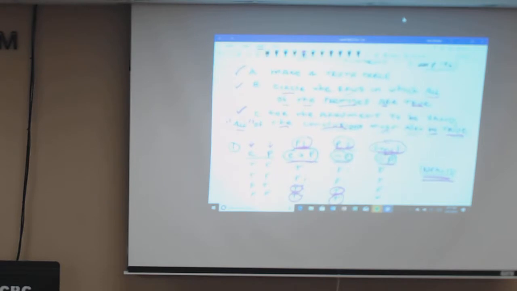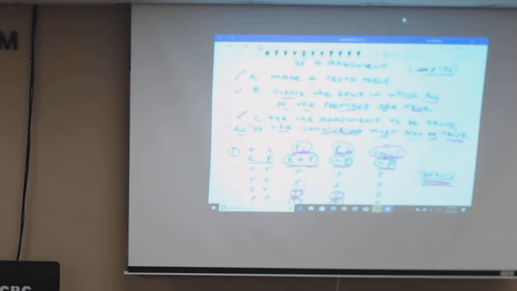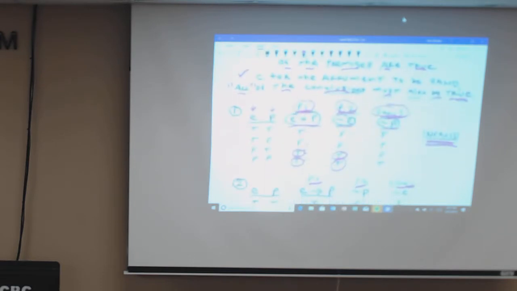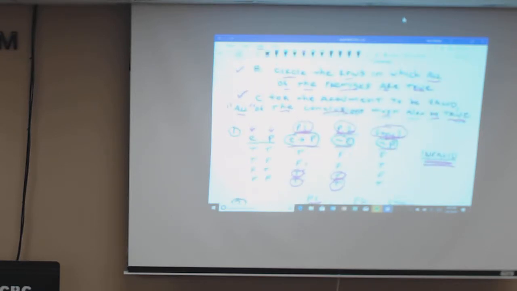So I've done B. Circle the rows in which, as I said before, in the book they draw a line through the ones that aren't true and true. And in my mind, I don't want to focus on what I'm not looking for. To focus on what I'm looking for, I just circle what I'm looking for and then ignore the rest of the stuff. So I've done B. I've circled the rows where all the premises are true.